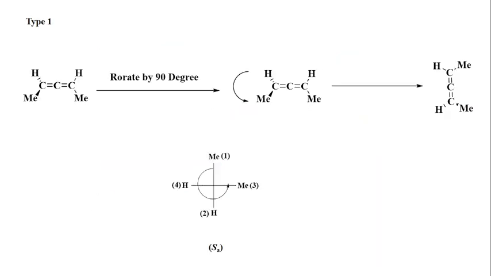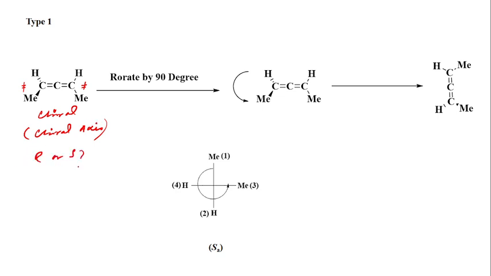Here I am showing different types of allene molecules. Let's say this is given. We see that these two groups are different, and these two groups are also different, so these are chiral. First point: these are chiral due to the chiral axis. Now, is it R or S?